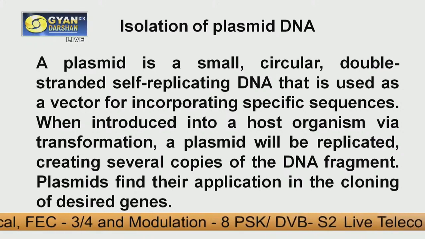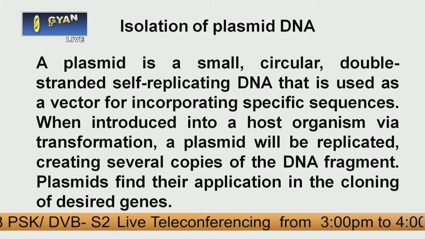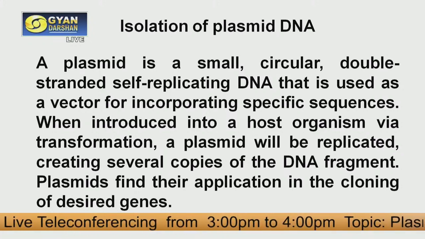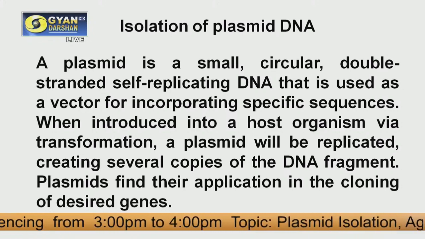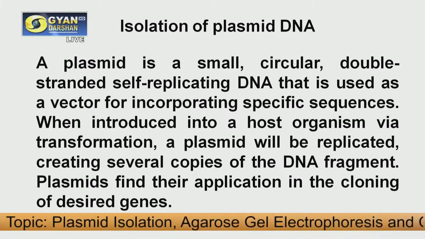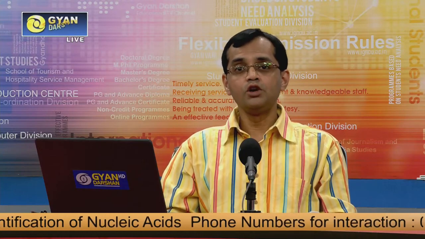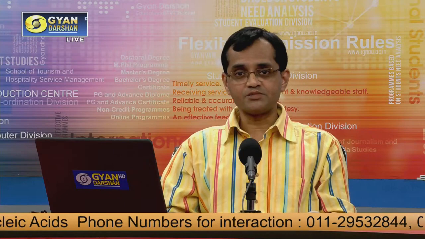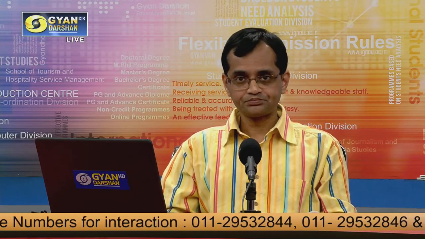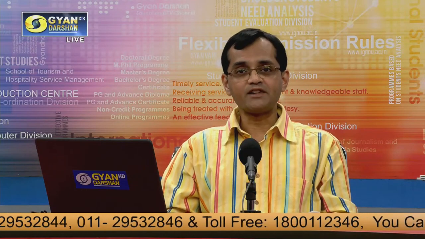When introduced into a host organism via transformation, it will show replication. So why do we need to learn plasmid isolation? Because plasmid is a cloning vehicle. You can clone any foreign gene in the plasmid and introduce it into the bacteria. So for gene cloning, you need to know how to procure or isolate the plasmid. And in the majority of cases, plasmid isolation is done from a bacterial cell.